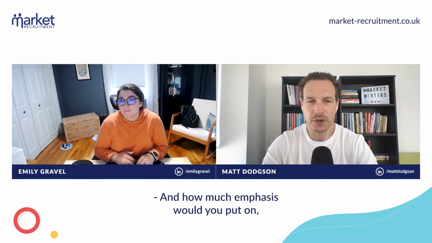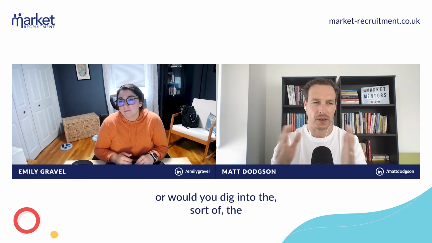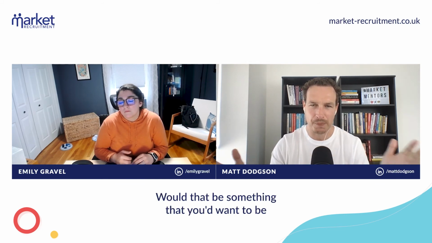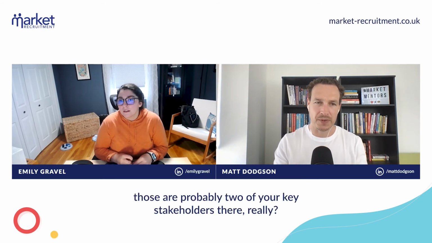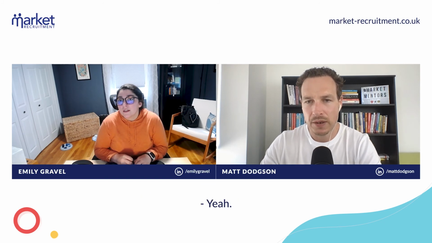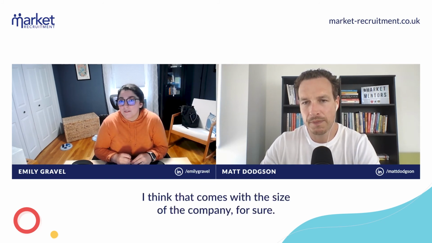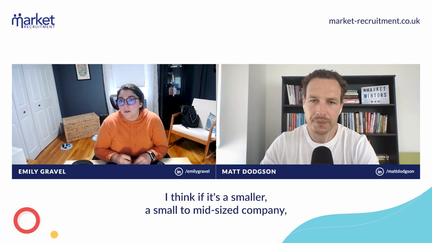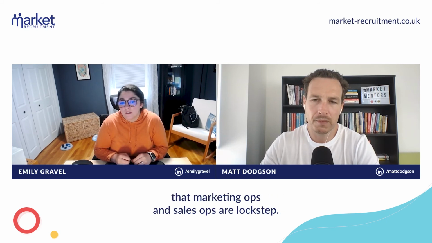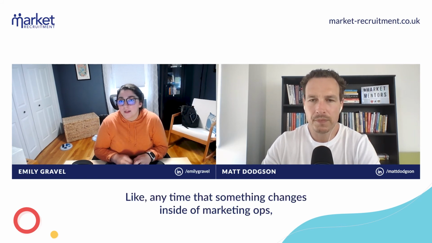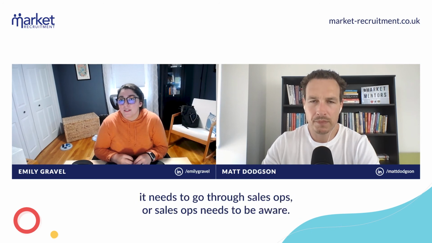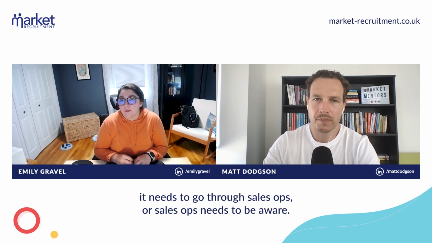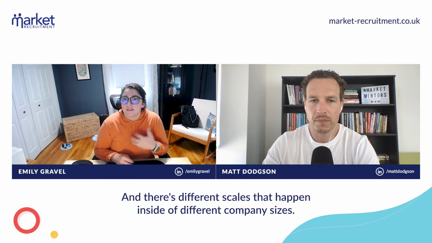And how much emphasis would you put on, or would you dig into, the alignment between sales and marketing? Would that be something you'd want to discuss as well, given that there are probably two of your key stakeholders? Yeah, I think that comes with the size of the company for sure. If it's a small to mid-sized company, I definitely want to make sure you understand that marketing ops and sales ops are lockstep. Anytime something changes inside of marketing ops, it needs to go through sales ops, or sales ops needs to be aware. And there are different skills that happen inside of different company sizes.